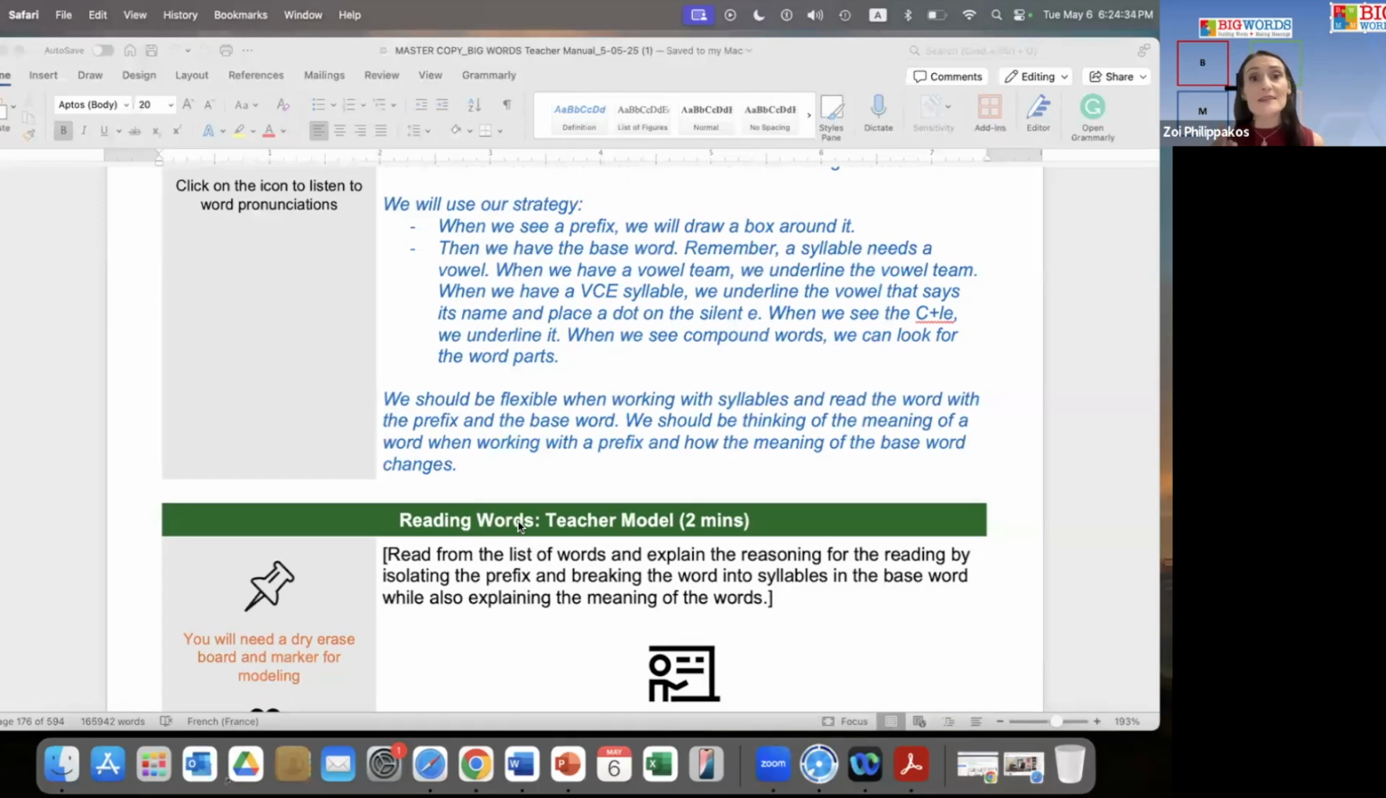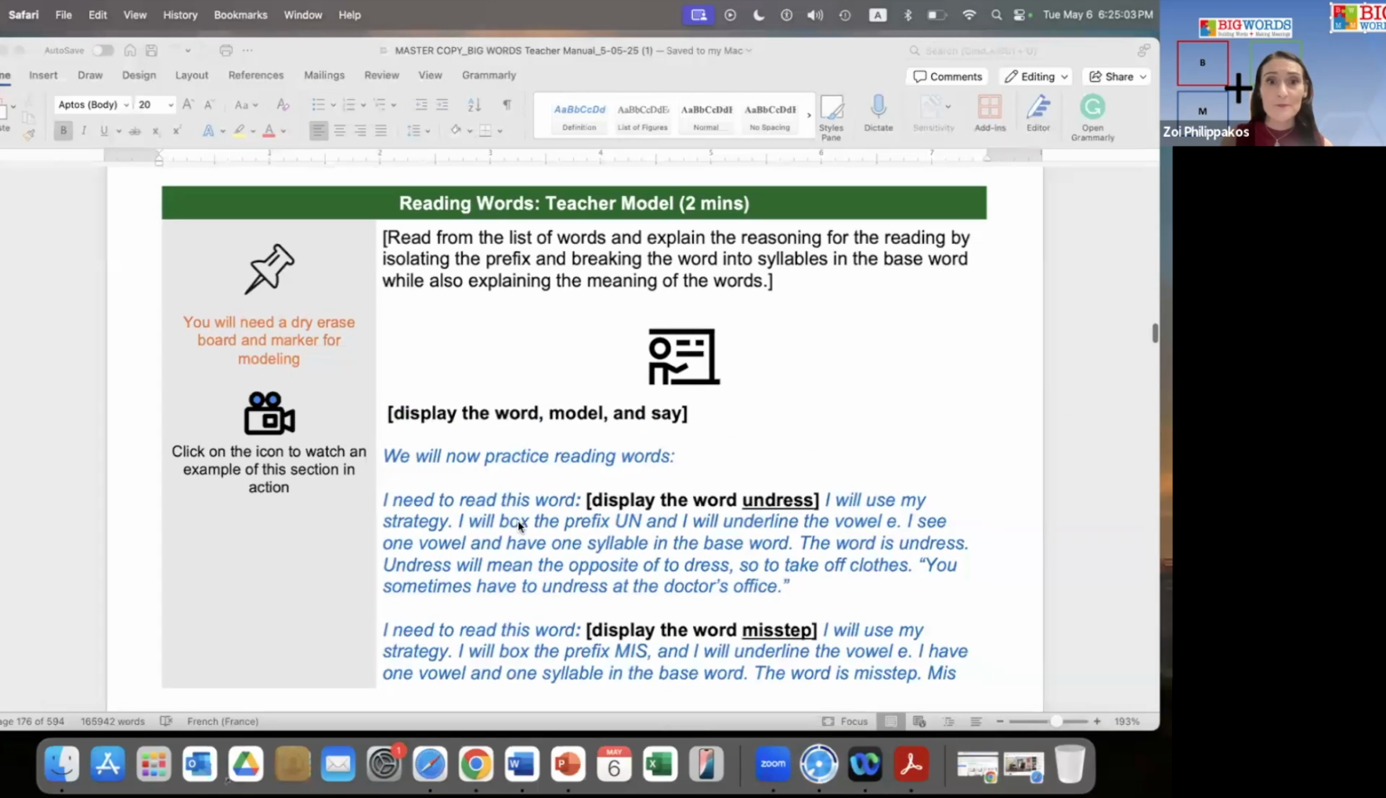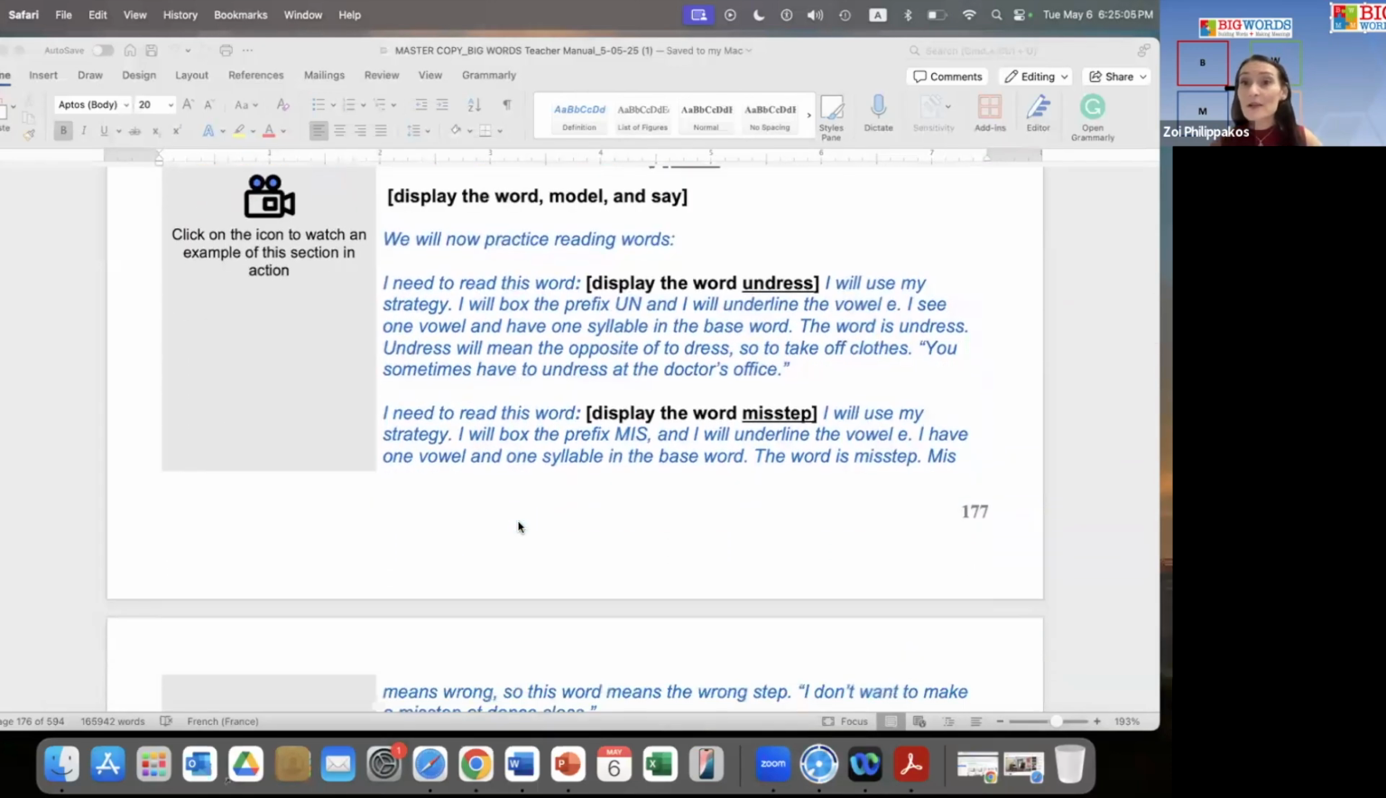Remember, a syllable needs a vowel. When we have a vowel team, we underline the vowel team. When we have a VCE syllable, we underline the vowel that says its name and place a dot on the silent E. When we see the consonant plus LE, we underline it. When we see compound words, we look for the word parts. We should be flexible when working with syllables and read the word with a prefix and the base word. We should be thinking of the meaning of a word when working with a prefix and how the meaning of the base word changes. So we will now practice reading words.